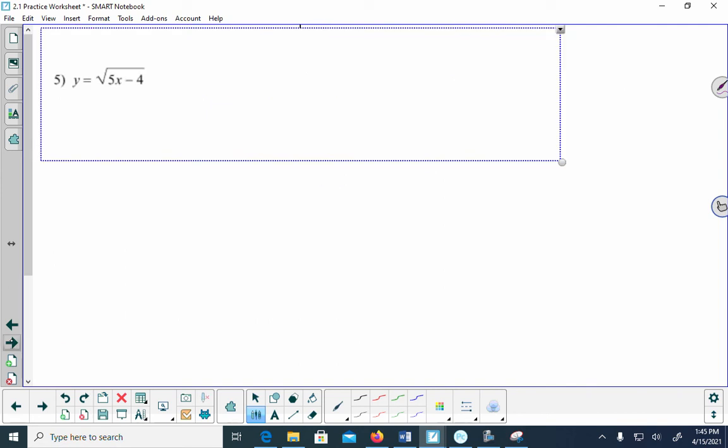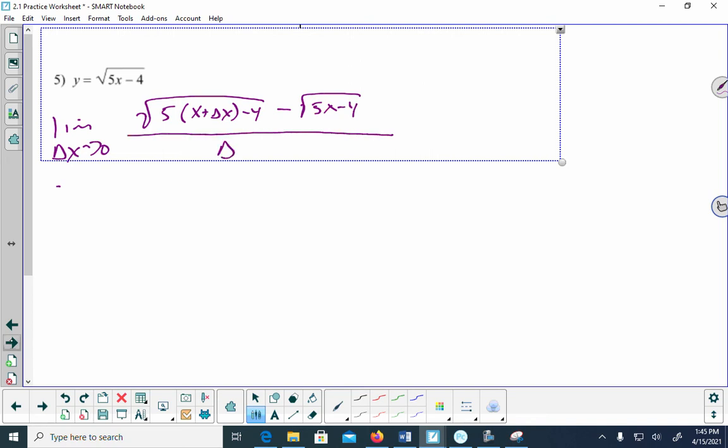Okay, doing the next one, I have a square root that should not bother me. I'm going to do it the same way I've done it before. I'm going to take the limit as delta x approaches 0 of the square root. In place of this x, I'm going to write 5 times x plus delta x minus 4, and then I'm going to subtract the function, which is this 5x minus 4, and I'm putting this whole thing over delta x.